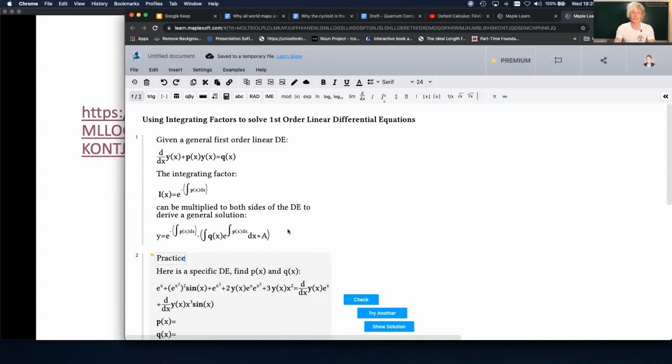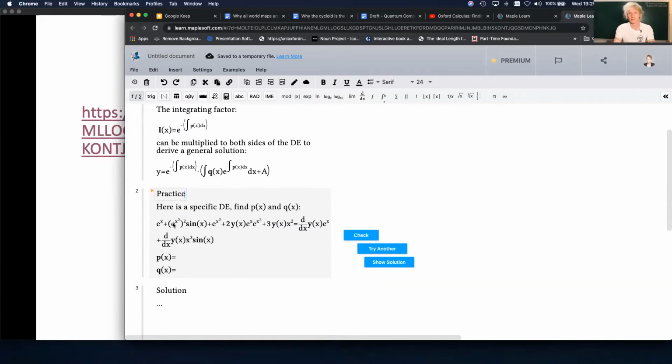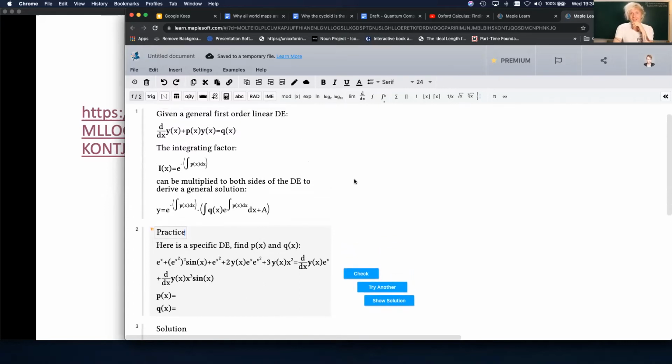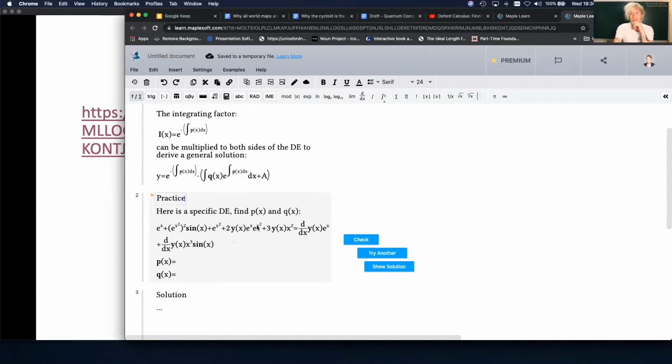And so in order to write down what the solution is, they need to be able to identify these two functions, P and Q. So what we can do here, where it says practice, is, as it says here, a specific differential equation: find P and Q. So this thing looks exceptionally complicated. So based on what we've got: d by dx of y plus p times y equals q. So what have we got? We've got e to the x plus this thing. So there's no y's there. So that's all part of q. That's going to be part of q.